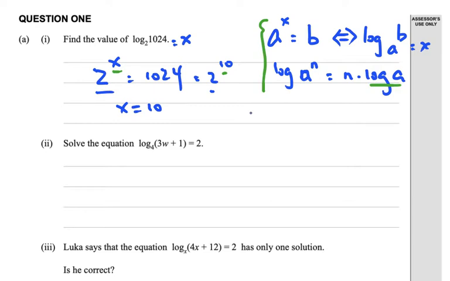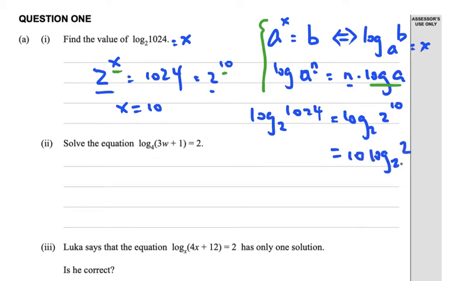Let's have a look. If we use the second statement over here, we can turn log base 2 of 1024 into log base 2 of 2 to the power of 10, since 1024 is 2 to the power of 10. You can drop the 10 to the front, which is 10 times log base 2 of 2. Now, when you see log base 2 of 2, that says you raise 2 to what power to give you 2? Obviously, that equals 1. Hence, the answer is 10.